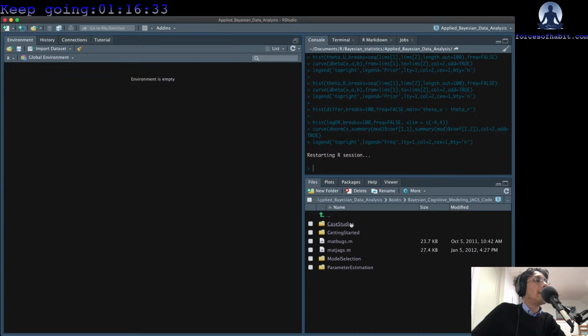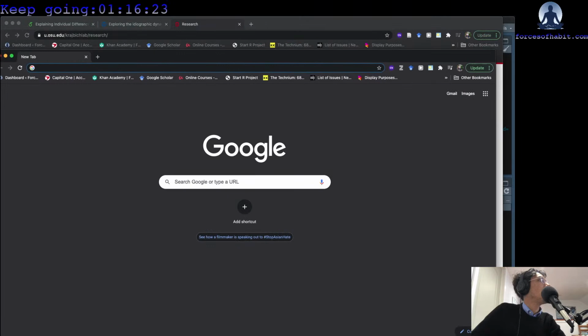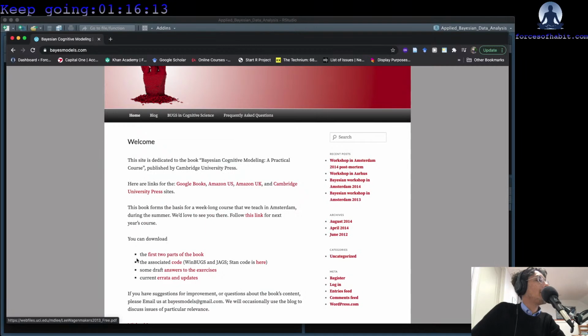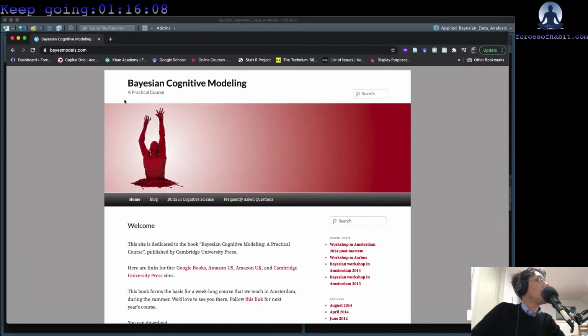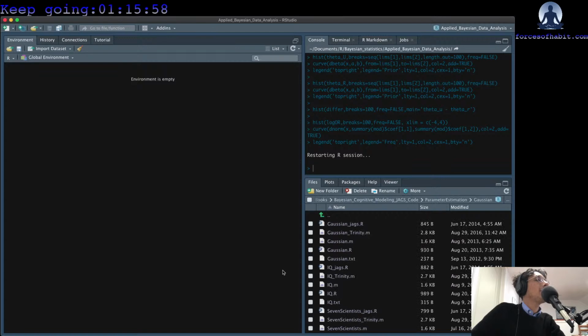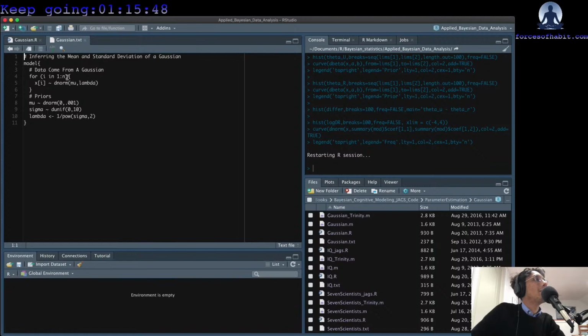I can show you the website here too. I just found the code right here. And we're in parameter estimation, and we're looking at Gaussian, and then we're going to look at the Gaussian R script, and we're going to need the text file, which has the JAGS in it. I don't know what to call it. The model?